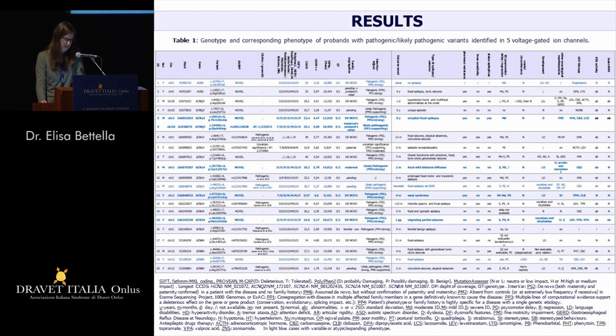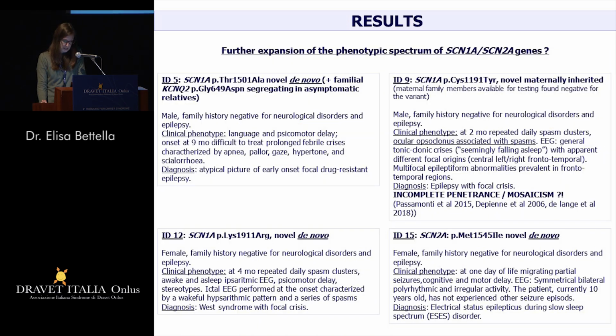We use the Interval tool, and we combine all the genotype information with detailed information about the phenotype, ranging from the seizure onset, type of epilepsy, fever sensitivity, intellectual disability, and development. And here are 4 cases that our clinicians think can expand the phenotypic spectrum of SCN1A and SCN2A.